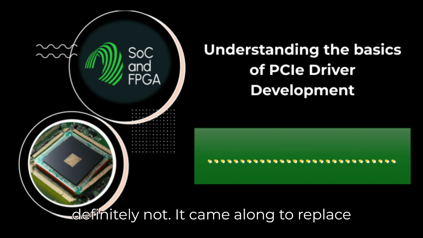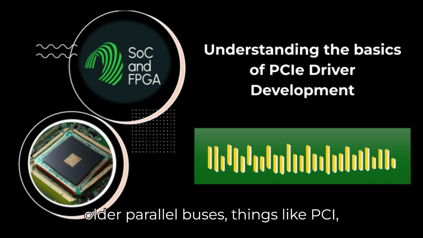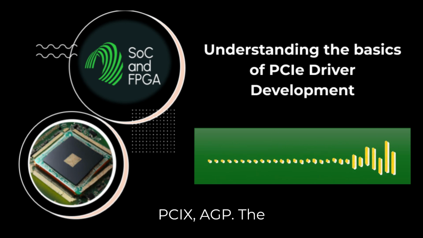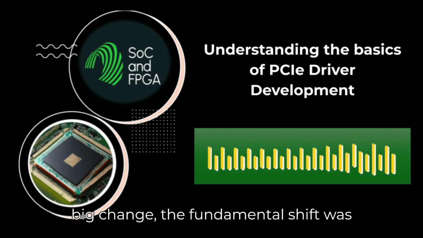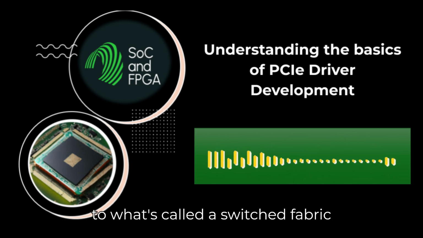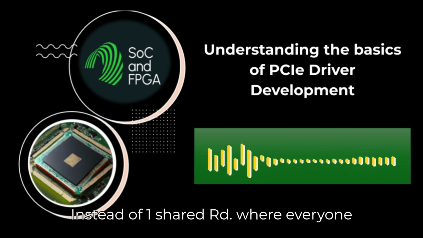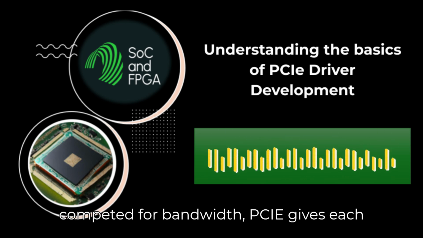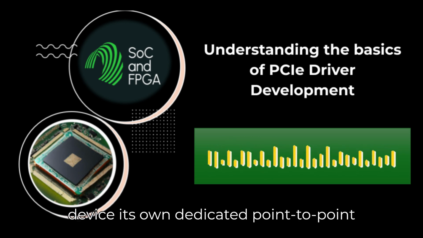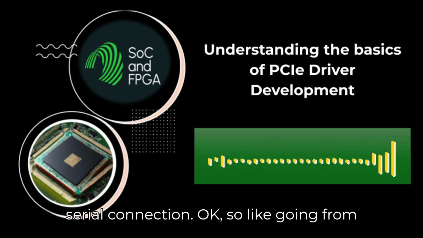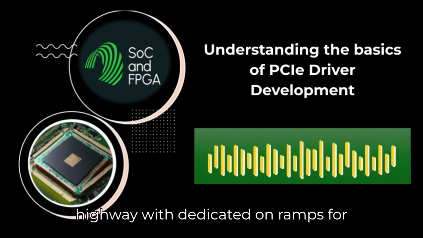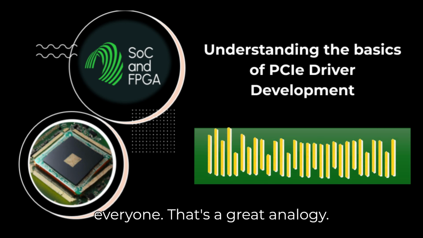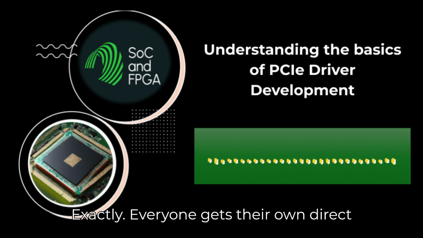No, definitely not. It came along to replace older parallel buses, things like PCI, PCI-X, AGP. The big change, the fundamental shift, was to what's called a switched fabric architecture. Switched fabric? Okay. Yeah, instead of one shared road where everyone competed for bandwidth, PCIe gives each device its own dedicated point-to-point serial connection. Okay, so like going from a single congested lane to a multi-lane highway with dedicated on-ramps for everyone. That's a great analogy, exactly. Everyone gets their own direct route.